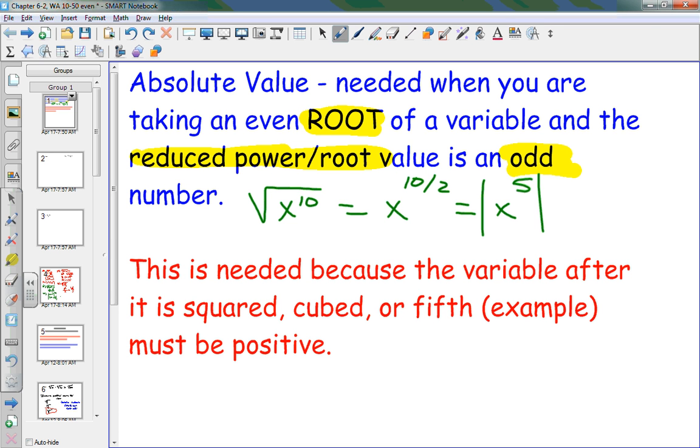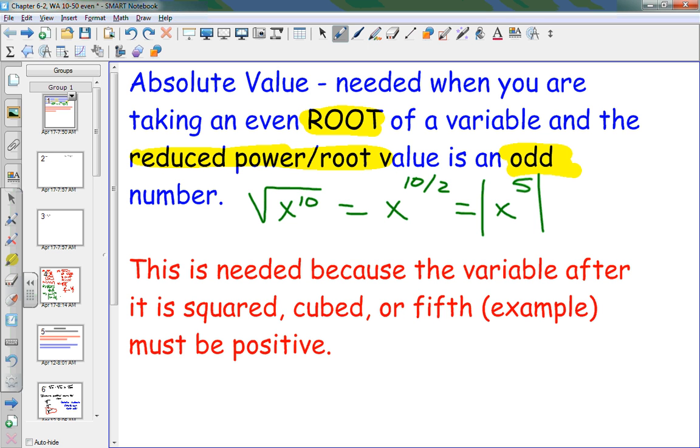Just to make sure, why do we have to do that? Because I don't know what x is. x could be positive or x could be negative. I thought it was the even one. The even root, with a reduced power being odd, you have to add the absolute value bars. Okay? Now, listen.